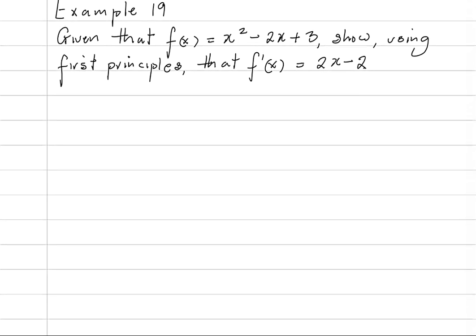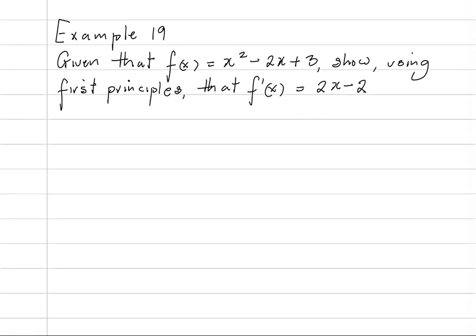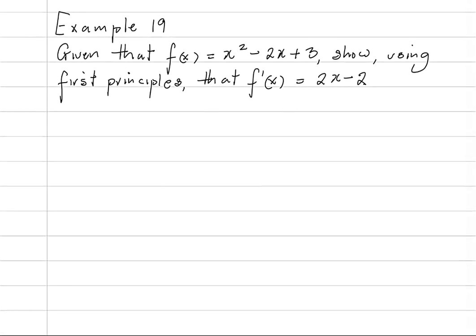All right, example 19. In example 19, we are told, given that f of x is equal to x squared minus 2x plus 3, we're to show using first principle that f prime of x is equal to 2x minus 2. All right. First of all, again, f of x is equal to x squared minus 2x plus 3.